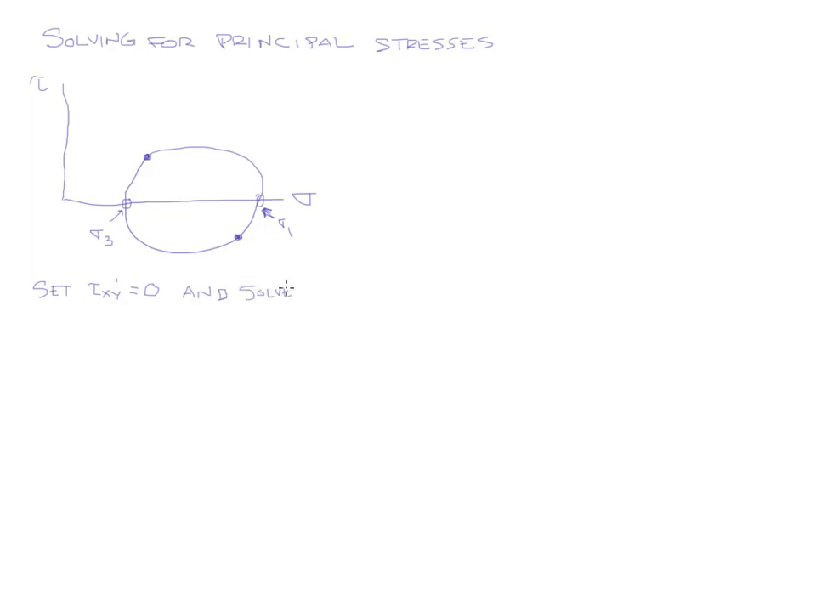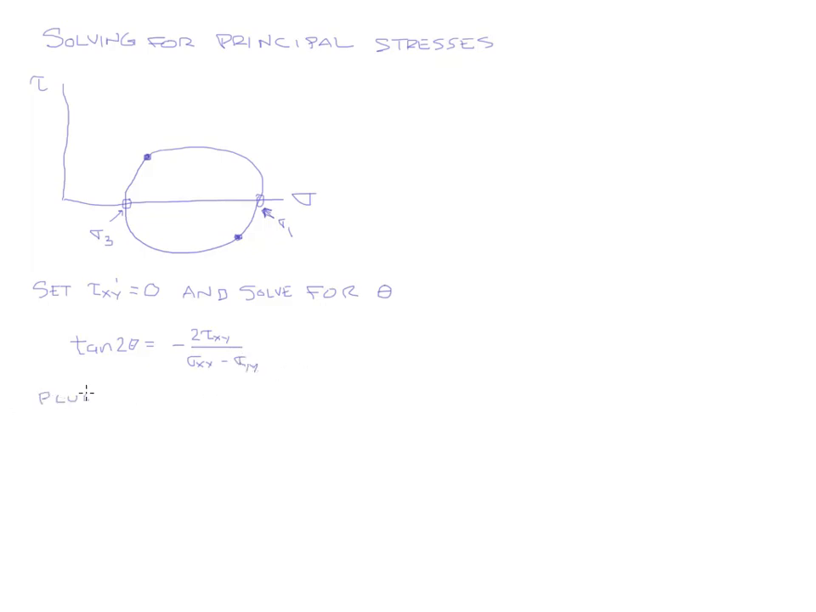So all we need to do is use our previous expressions, set tau xy prime equal to 0, and then solve for theta. So instead of knowing an angle, now we know that tau xy prime is equal to 0, and we can solve for that angle. You end up with this expression here, tangent of 2 theta is equal to minus 2 tau xy over sigma xx minus sigma yy.